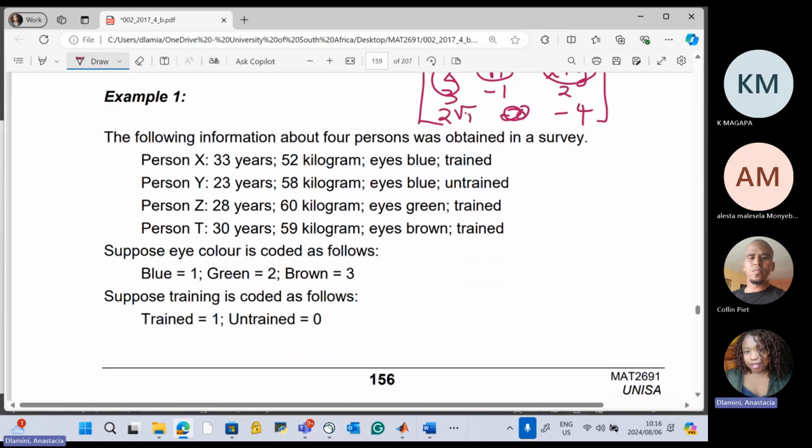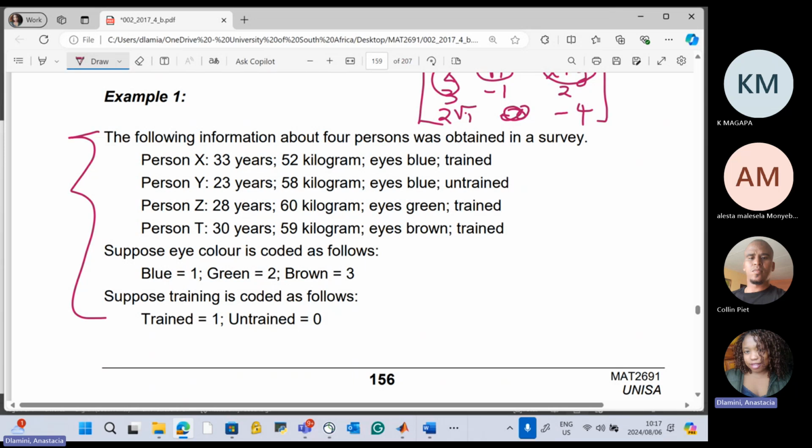Now, here's an example. We have this information over here, and we want to represent it in terms of a matrix, meaning that matrices are useful for representing given information in a summarized form. They say the following information about 4 persons was obtained in a survey: person X, person Y, person Z, and person T. They determined their age, their weight, the color of their eyes, and whether they are trained or not.